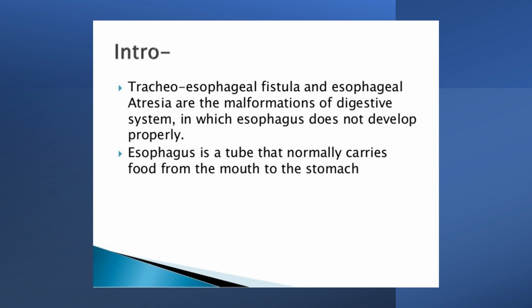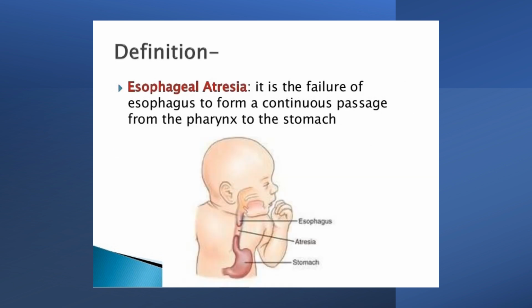In this disease condition, the esophagus, which normally carries food from the mouth to the stomach, will not develop properly, or there will be a malformation in the esophagus tube. In this disease we are going to see two kinds of conditions. The first one is esophageal atresia, and the second one is esophageal fistula. So let's understand the meaning of atresia.